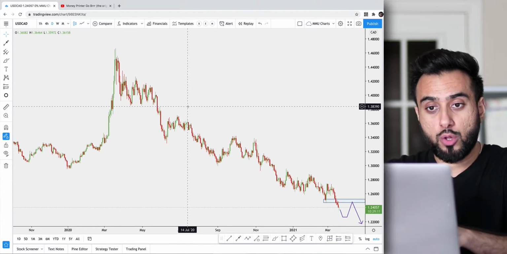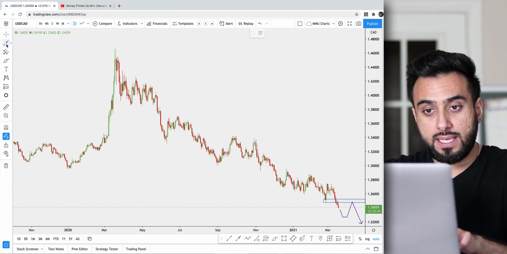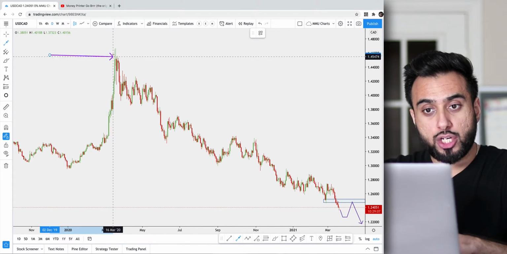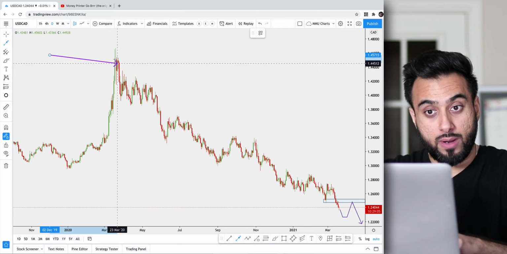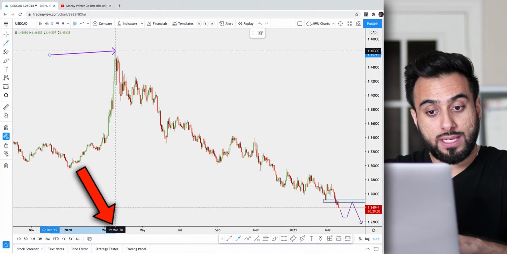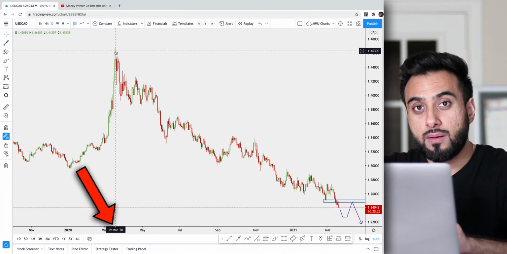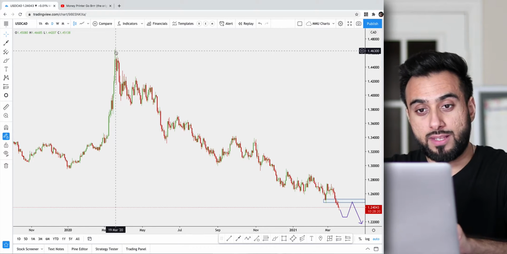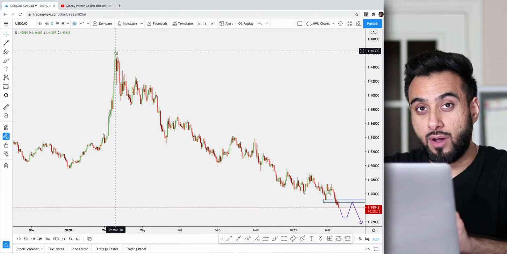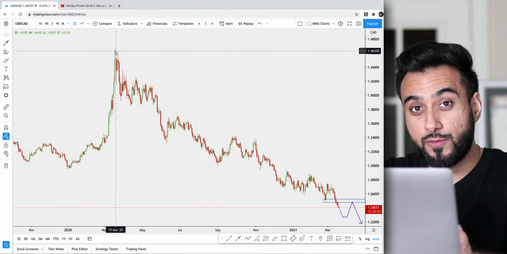Now, I want you guys to look at something. I want you guys to see when the actual pair started going down. I want you to look at it. It started going down around March 19th. I want to paint a story. What happened on this date? Does anyone remember what happened on this date? This is when the lockdowns first started.